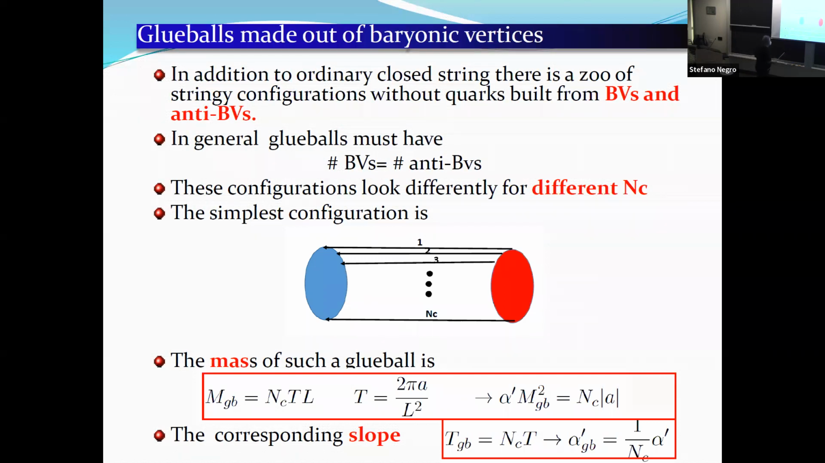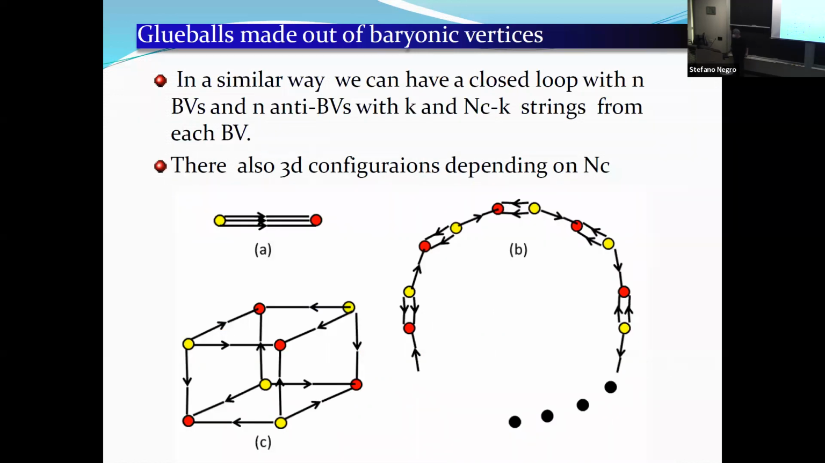But there are structures that are clearly very sensitive to N_C. So if you take a glueball not as a closed string, but as a set of N_C strings connecting a baryonic and antibaryonic vertex, then the mass is linear with N_C, and the slope is 1 over N_C. So clearly in these cases, you will distinguish between finite N and large N. And you can have all kinds of other bizarre configurations, which are all glueballs.